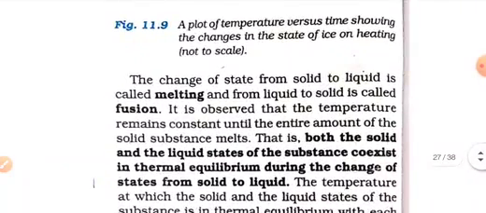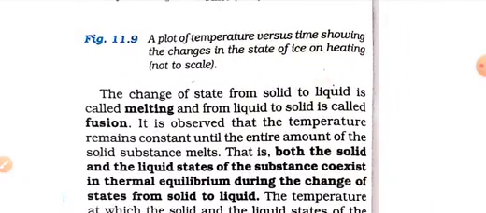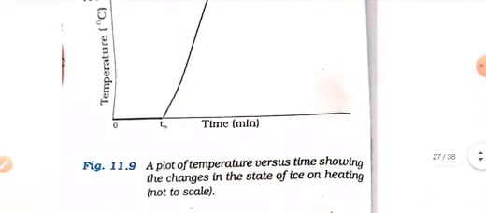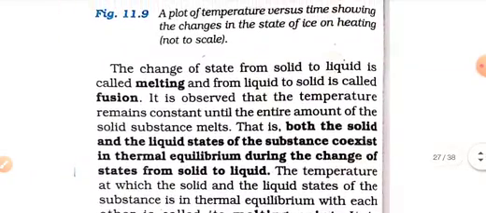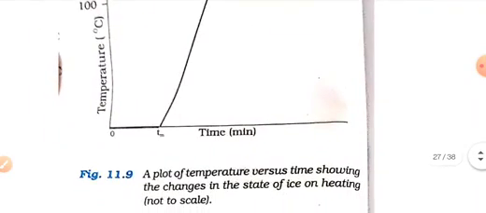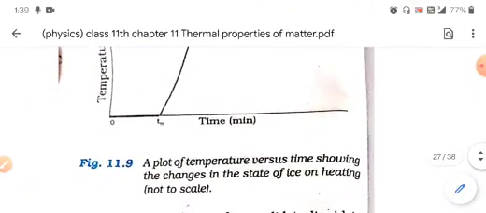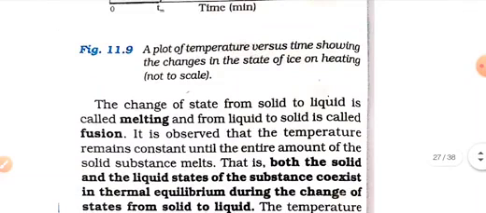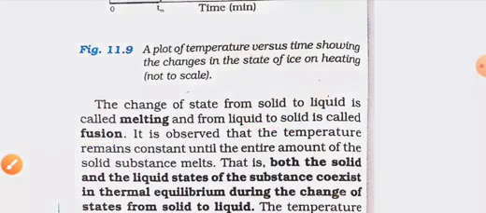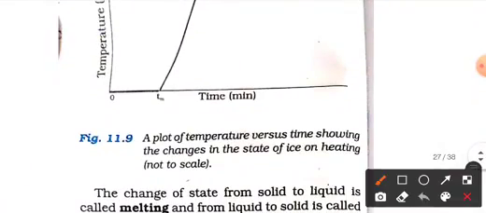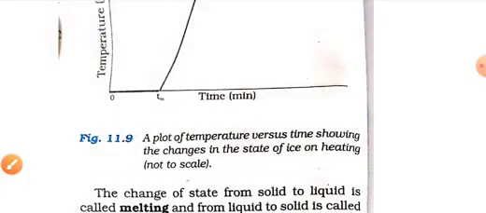So the change of state from solid to liquid is called melting, and this situation is called melting, and from liquid to solid it is called fusion. If we are changing from solid to liquid, it is called melting, and if we are changing from liquid to solid it is called fusion. That means if water is converted into ice it is called fusion.